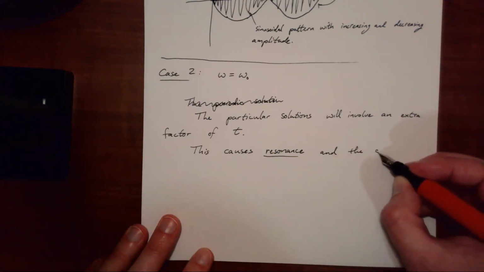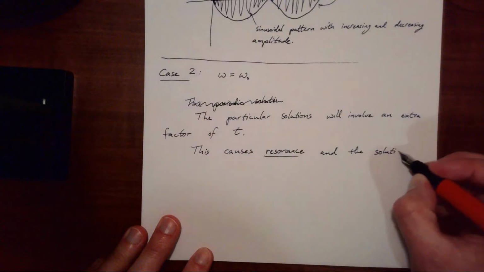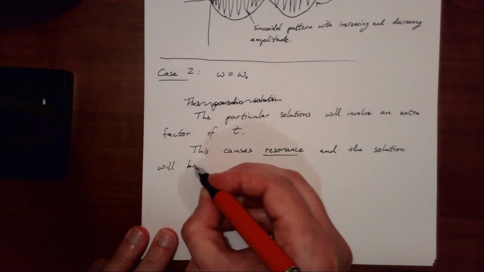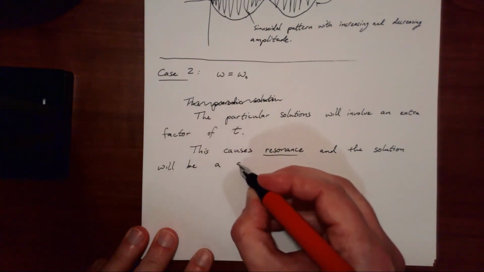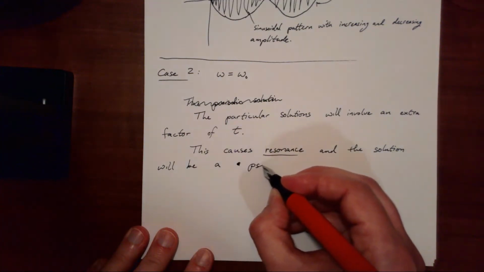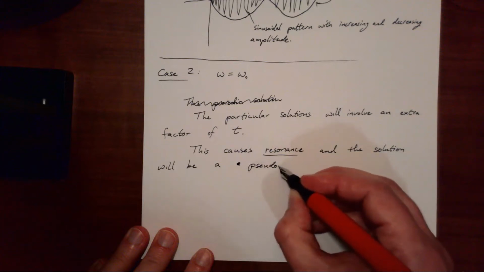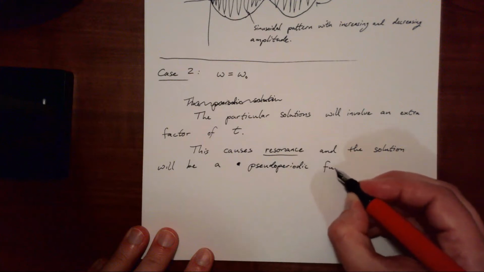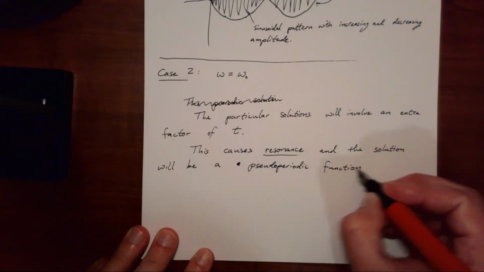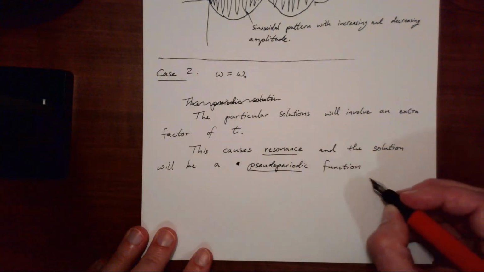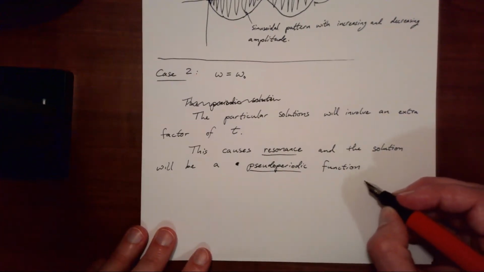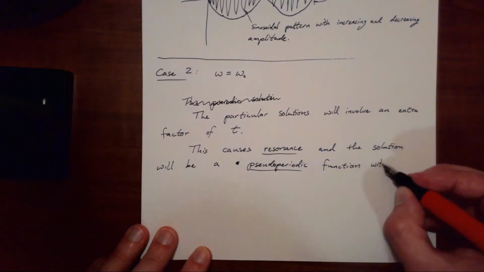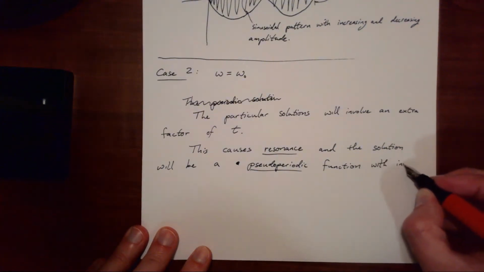And the solution will be a pseudo-periodic function. And by pseudo-periodic, I mean that it looks periodic, but in fact it's not because the values aren't exactly repeating, with increasing amplitude.